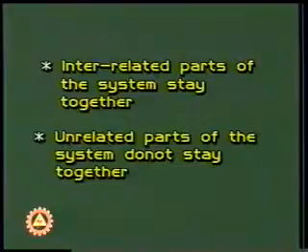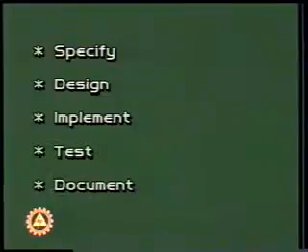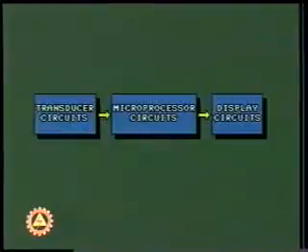We can now describe the underlying guidelines for splitting the design into interconnected modular subsystems. The design guidelines are: interrelated parts of the system stay together, unrelated parts of the system do not stay together. This way, we can specify, design, implement, test, and document complex systems. Let us illustrate the above idea with an example.